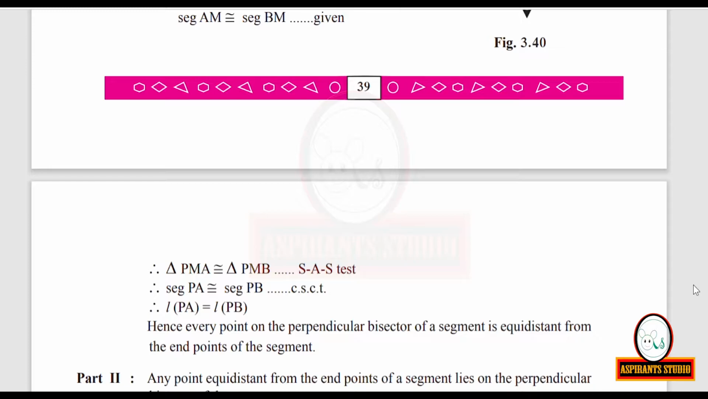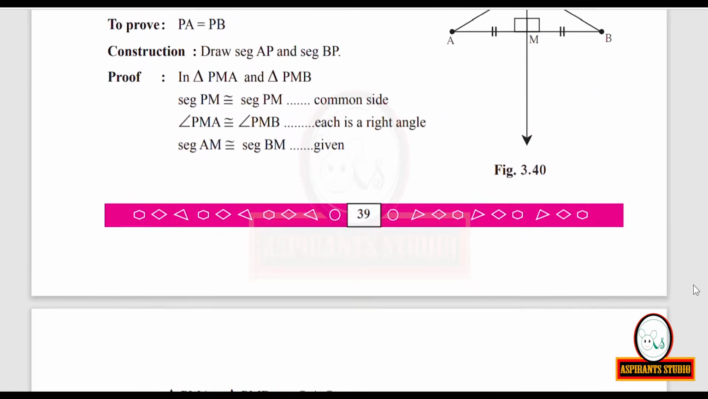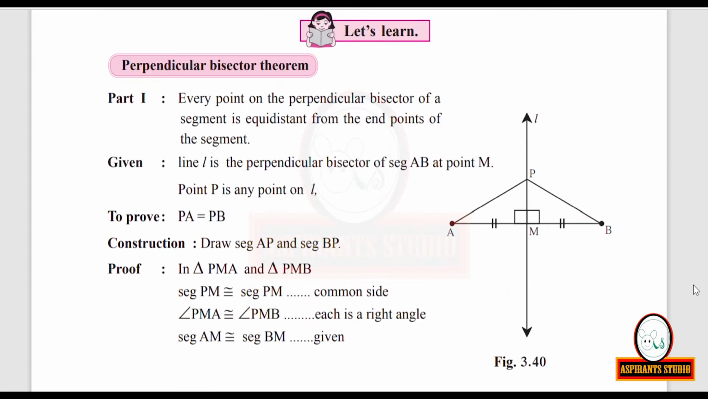Hence, every point on the perpendicular bisector of the segment is equidistant from the end points of the segment. So we have proved PA is equal to PB. That is, we have proved that every point on the perpendicular bisector of the segment is equidistant from the end points of the segment.